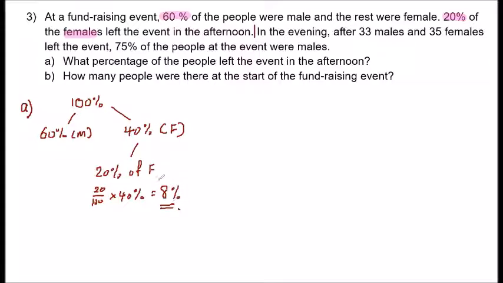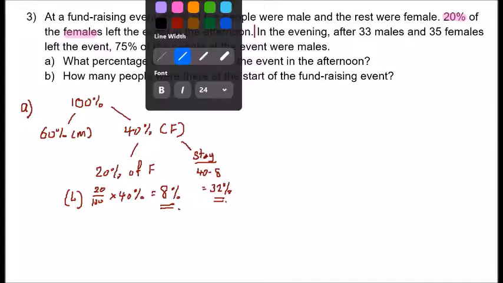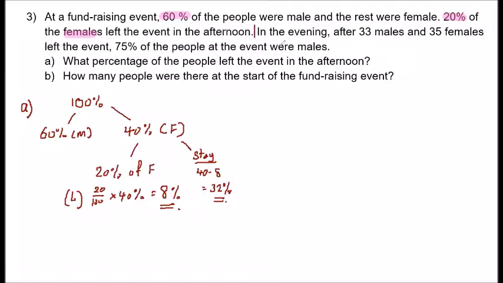Now we know what is left. For the female that continue to stay at the event, it has to be 40 minus 8. That will give us 32%. This is going to help us with part B. So now for part B, we know that in the evening, after 33 males and 35 females left the event, 75% of the people at the event were male.